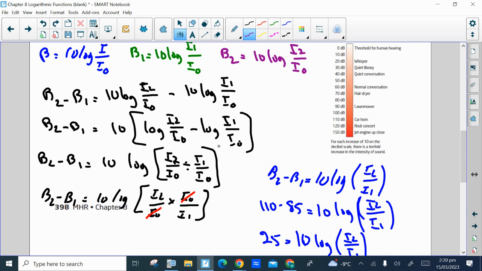This step right here, that's the quotient law of logs. If you have the log of 10 minus the log of 5, you can say that's the log of 10 divided by 5. That's the quotient law. Okay? All right.